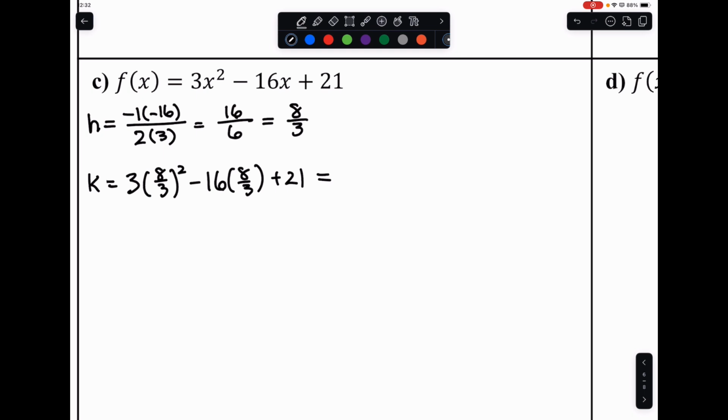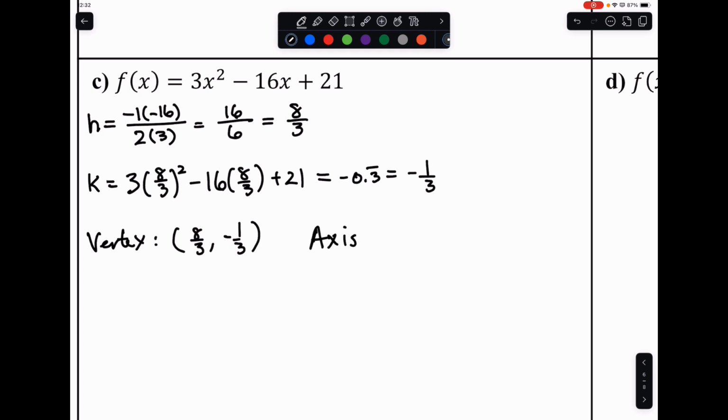Now I'm not going to bother just doing the math. I'm just going to plug this into my calculator, and I'm going to end up with the decimal value of -0.333 that repeats, which in fraction form is -1/3. So we have our vertex. The center of our quadratic is at 8/3, and the y value is -1/3.